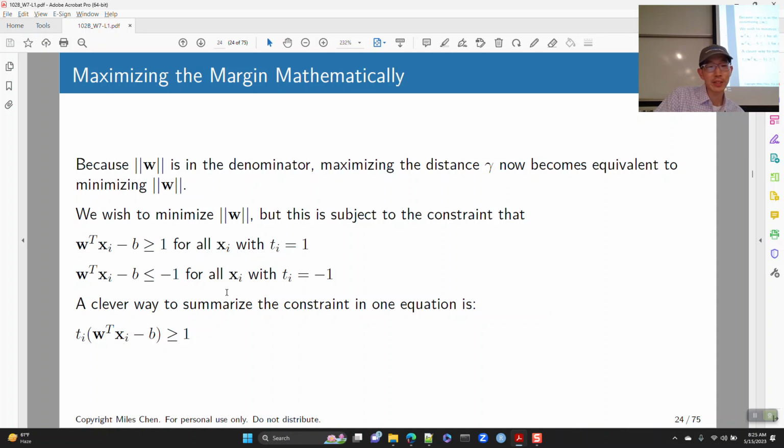And we can combine these two constraints into one constraint by saying, let's take all of the points labeled 1, or all of the points labeled -1, and if we multiply the sign by the solution to this thing, all of them have to be greater than 1.